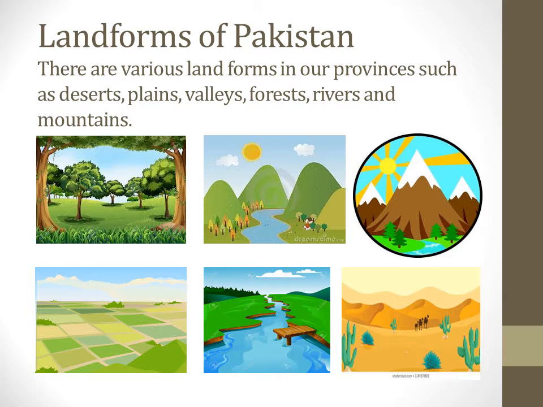So in Pakistan we have different landforms. These are various landforms as you all can see in these pictures. The landforms are deserts, plains, valleys, forests, rivers and mountains. All of you can see in the pictures. First picture is forest, the second one is valley, then we have mountains, plains, river and desert.